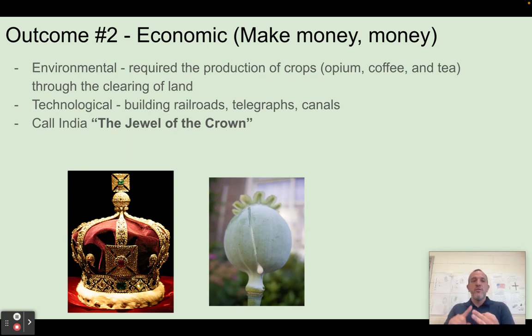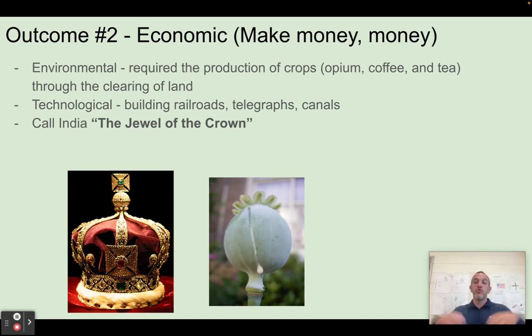They produce coffee, they produce tea, they produce cotton, all of these products that make the British a ton of money. The British are going to say to the Indians, you have to do this now. You don't have a choice of what crops you plant. You plant what we tell you to plant, and we're going to clear land as a result of this. We're going to cut down trees, we're going to deforest, we're going to do all these things.